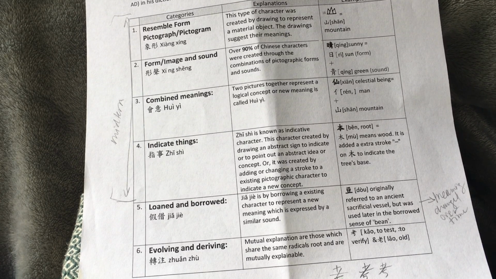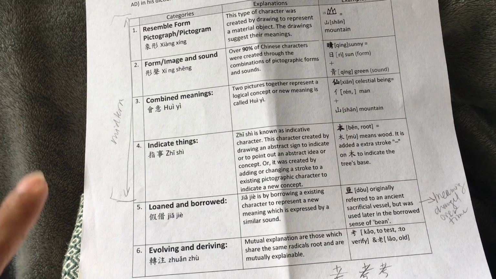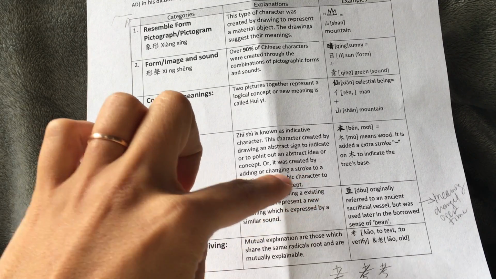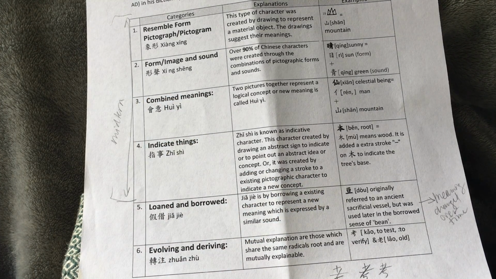And then the last two, I think, are less common, but I'll describe them too: loaned and borrowed. So in this example we have dou, originally referred to as an ancient sacrificial vessel, but it's later used and borrowed for the sense of being.